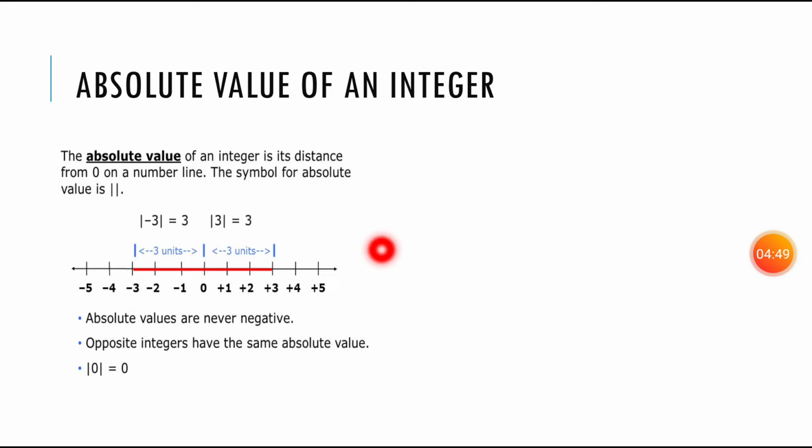So if we look at -3 and 3, both the numbers are at a distance of 3 units from the number 0. So we can say that the absolute value of minus 3 and 3 is the same. From here we can conclude that absolute values are never negative. Opposite integers have the same absolute value and the absolute value of 0 is 0.